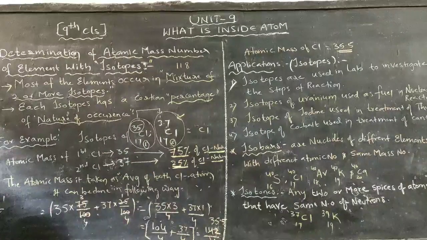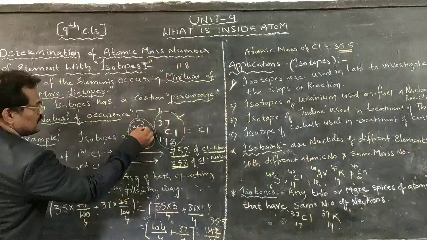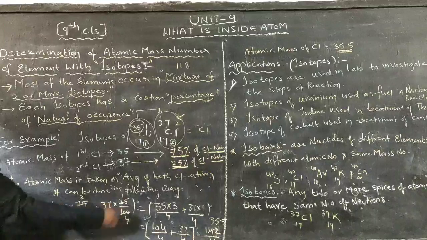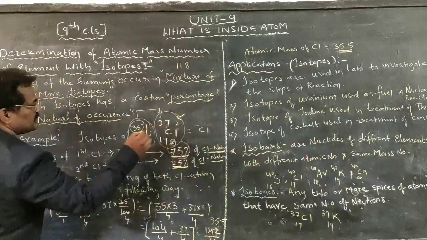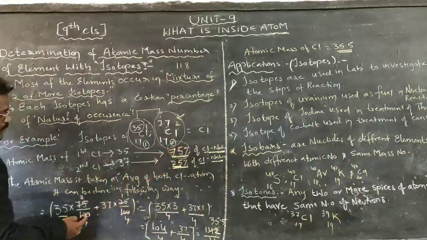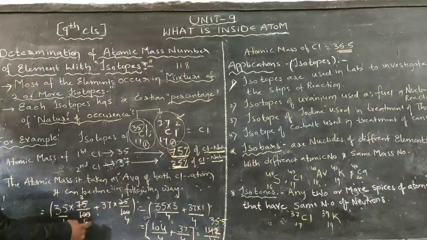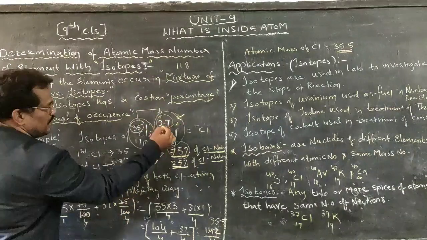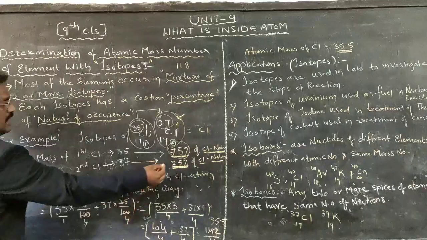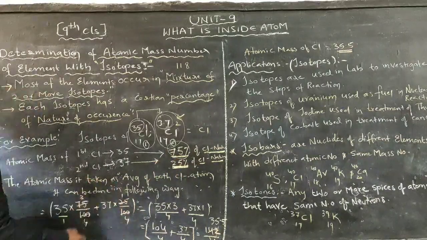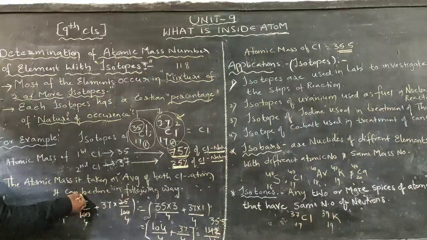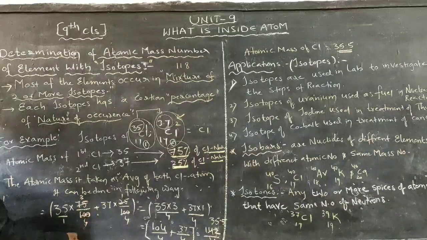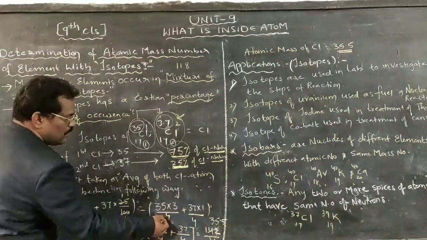How can we do the total average? This is the first chlorine, this is the second chlorine. For the first chlorine, 35, the percentage is 75%, so 75 by 100. Plus 37, another isotope of chlorine, with 25%, so 25 by 100. Cancelling, 75 over 100 is 3 by 4 and 25 over 100 is 1 by 4. Therefore 35 into 3 by 4 plus 37 into 1 by 4.